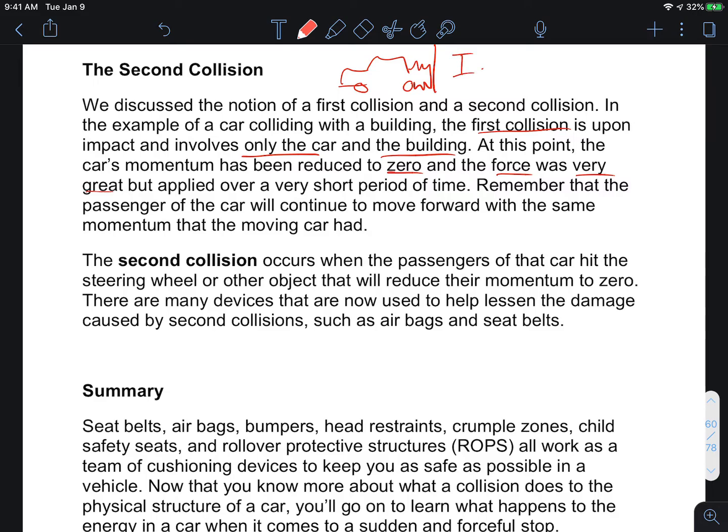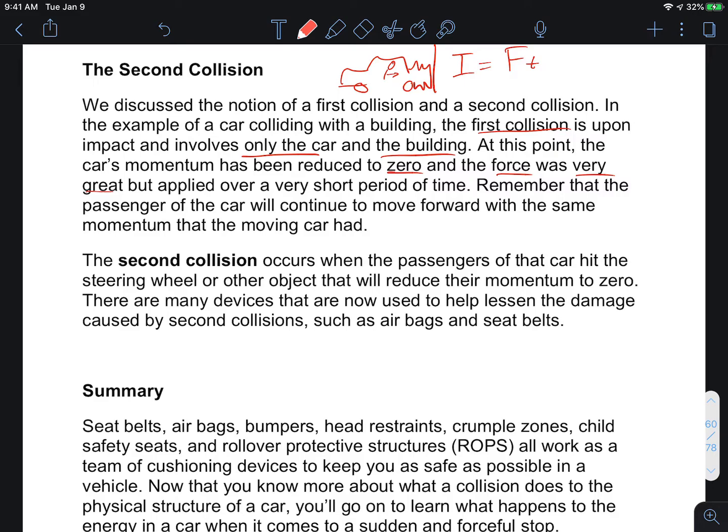So we are talking about a very high impulse where the force is very high and the time is very small. And that's the impulse required to reduce this mass down to a 0 momentum. Remember that the passenger of the car will continue to move. So there's still a person inside, right? And they are going to continue to move.